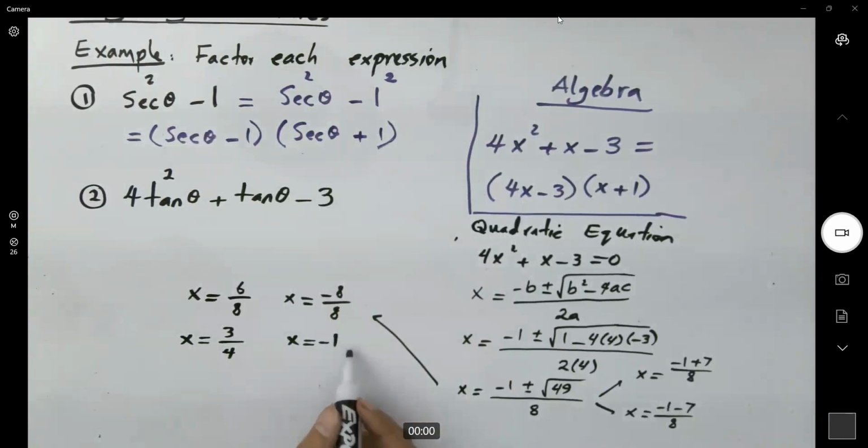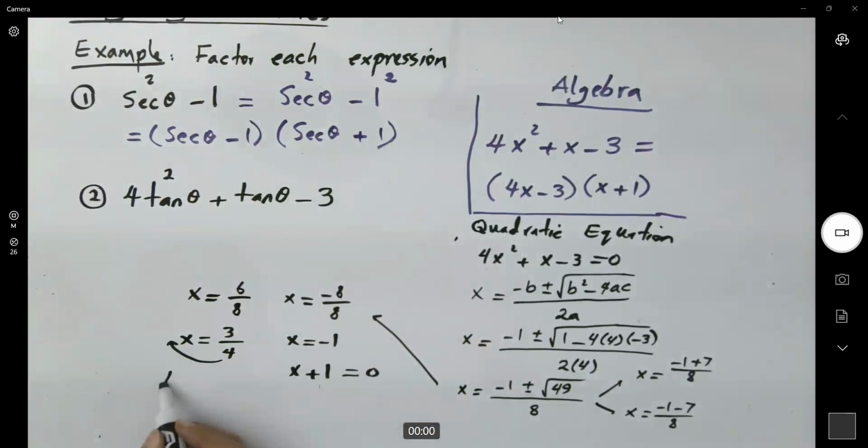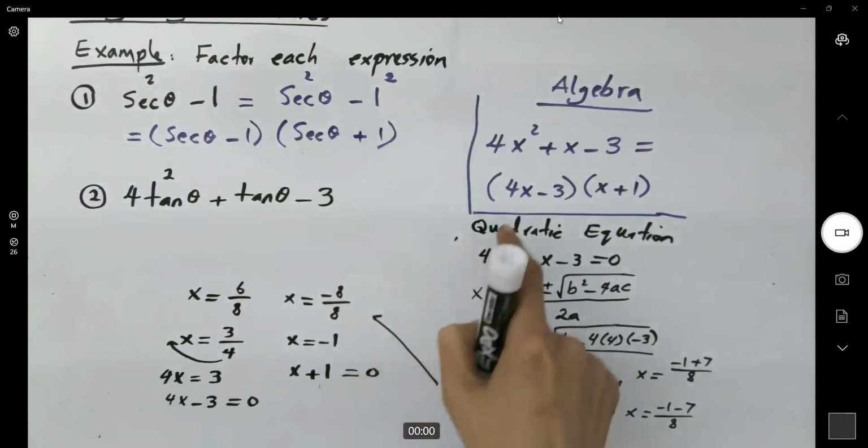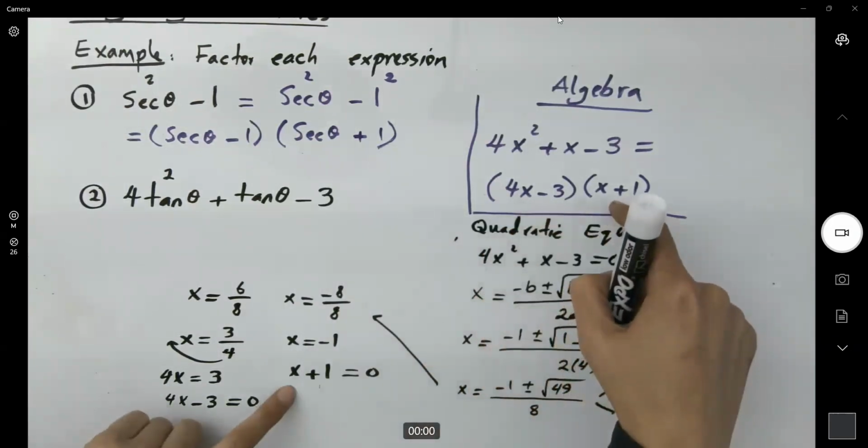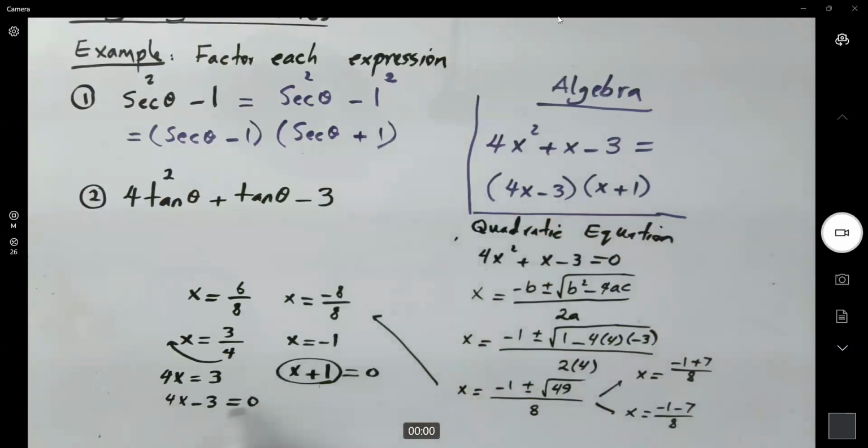So if I bring this next to the x, I get x plus 1 equal to 0. If I multiply this by 4, I get 4x equals 3. If I subtract 3 from both sides, I get 4x minus 3 equal to 0. Take a look at this. 4x minus 3, x plus 1. I found the factors. Both of these methods are absolutely legitimate.